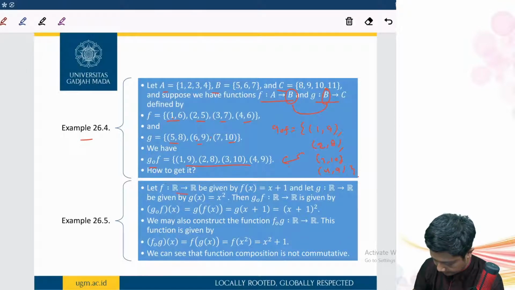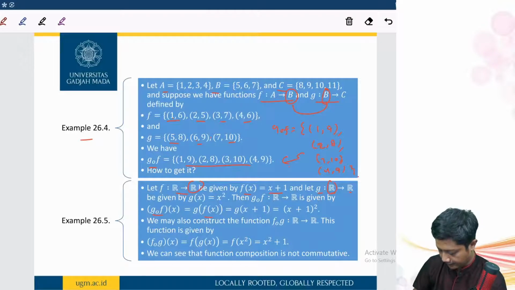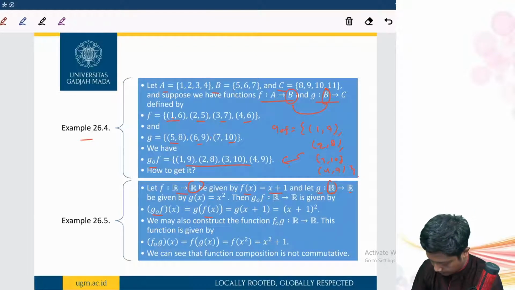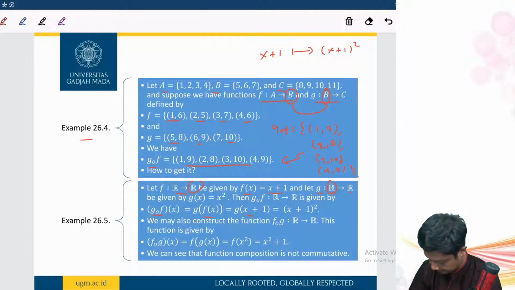And when we have this f, f(x) is x plus 1, then g, the same thing, so R to R. So we can see that the codomain of f is the same as the domain of g. Then what is g∘f? So g∘f is g(f(x)). f(x) is x plus 1, right? So we have g from x plus 1. So x plus 1 here will map to (x plus 1) squared. Okay, so this one by g.